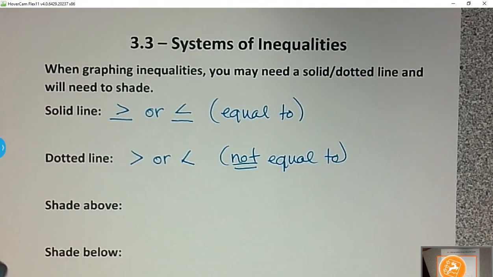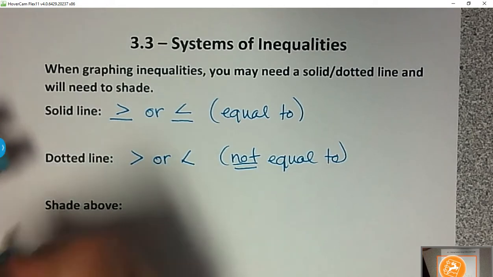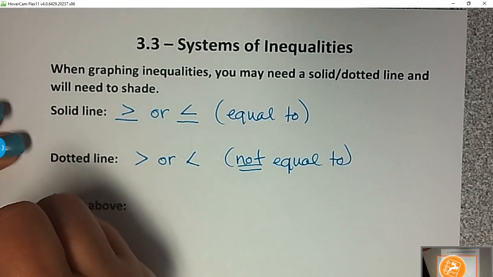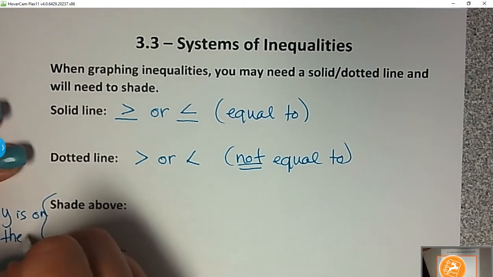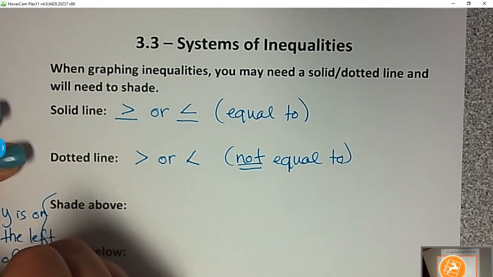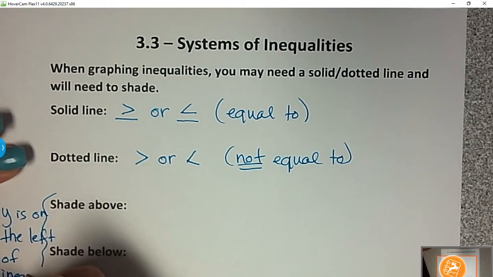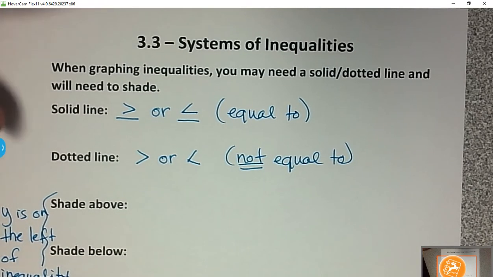And now, as far as the shading goes, sometimes you're going to shade above, sometimes you will shade below. And I teach this a little bit differently than your Algebra 1 teacher and maybe even your geometry teacher did. Most of them make you choose a test point and plug it in to see if it's true or false. There's an easier way. If you will always get your equation so that y is on the left of the inequality, there's a super easy way to figure this out.